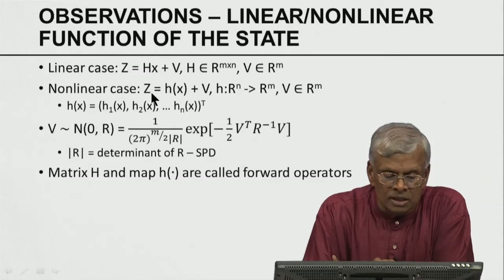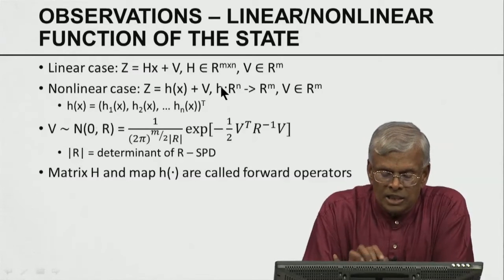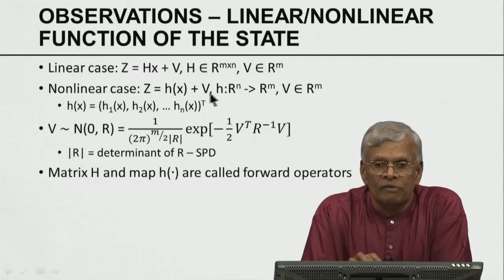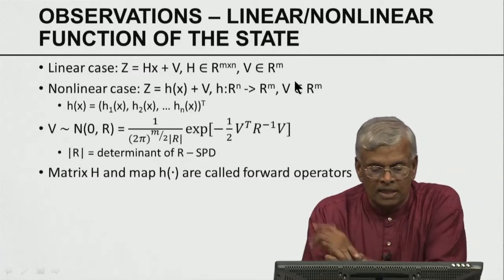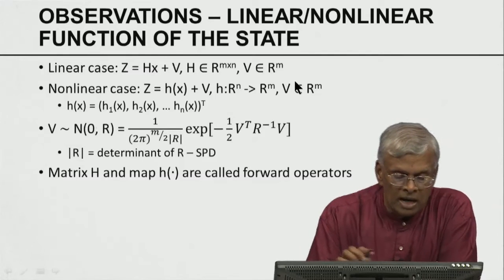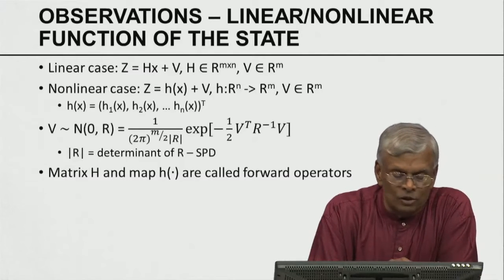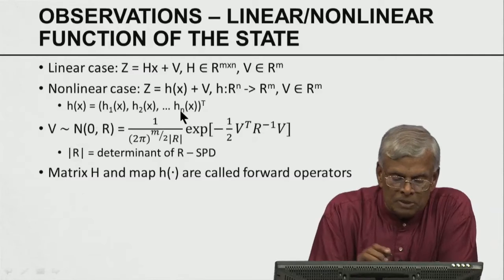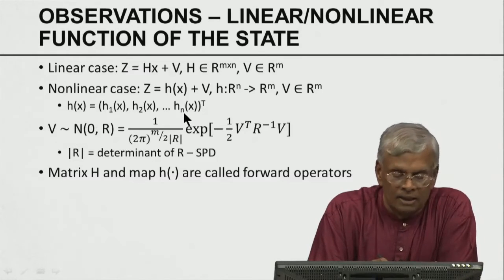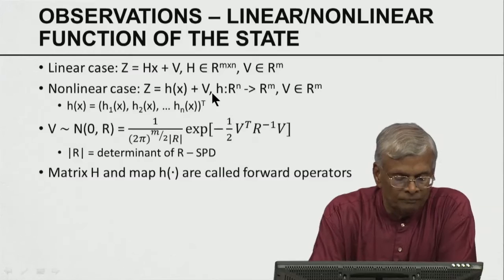In the nonlinear case, the same Z is given by H of X plus V. H is a function, and V is again a noise vector. H is a map from R^n to R^m. We will discuss more about the definitions of these things in the mathematical preliminaries that we will talk about. H of X is called a vector valued function of a vector. So H of X is a vector consisting of H1 of x, H2 of x, and so on, up to Hm of x, transposed. This must be Hm of x instead of N.